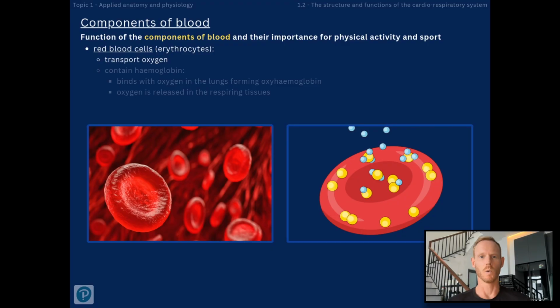Red blood cells, also known as erythrocytes, are tiny disc-shaped cells that transport oxygen throughout the body. They contain a red pigment called haemoglobin, which combines with oxygen in the lungs, forming oxyhaemoglobin, and releases it in the body's tissues, for example, the working muscles.